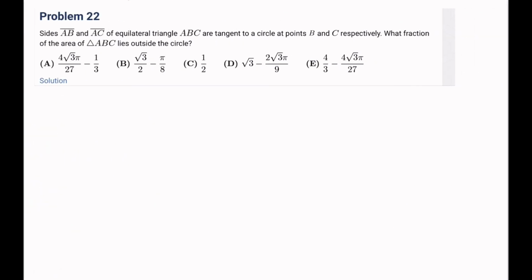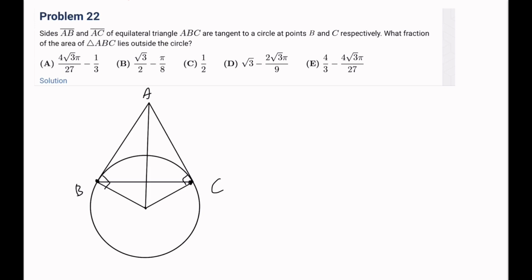Problem number 22. Sides AB and AC of equilateral triangle ABC are tangent to a circle at points B and C respectively. What fraction of the area of triangle ABC lies outside the circle? Okay, so let's draw this first. This would be the diagram, right? And so what fraction of the area of ABC lies outside the circle? So what we want is this area over this area, right?